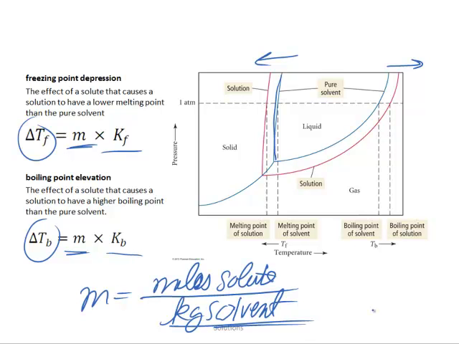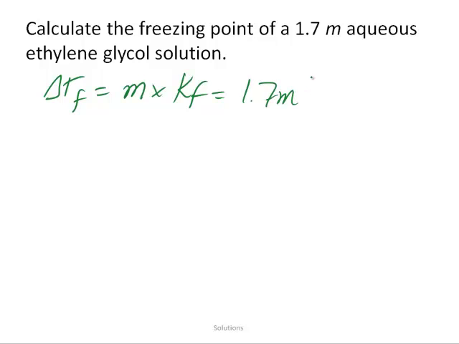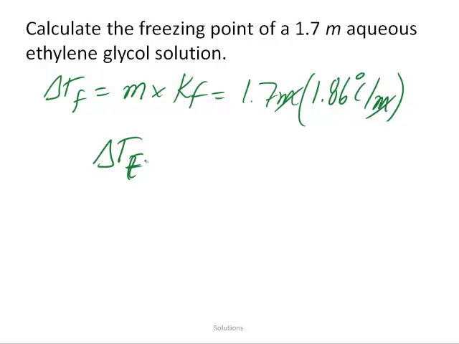Molality, small m. Okay, so let's calculate the freezing point depression of a 1.7 molal aqueous ethylene glycol solution. We're going to use the change in temperature, freezing point, equals the molality of this solution times our freezing point depression constant, which we can look up. If we have a 1.7 molal solution, and we look up the Kf for water, that is 1.86 degrees Celsius per molal. Molality cancels out, and we get a change in temperature for freezing point of 3.2 degrees Celsius.